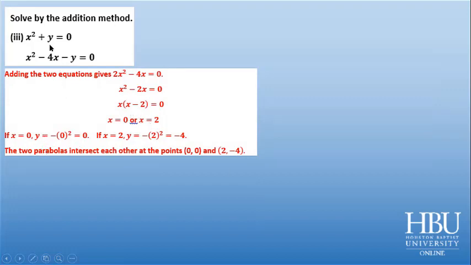Now, y is equal to negative x squared from this first equation. So if x is 0, y is negative 0 squared, which is just 0. So one point of intersection is 0, 0. If x is 2, y is minus x squared, so it is minus 2 squared or minus 4. So the point 2, minus 4 would be my other point of intersection.